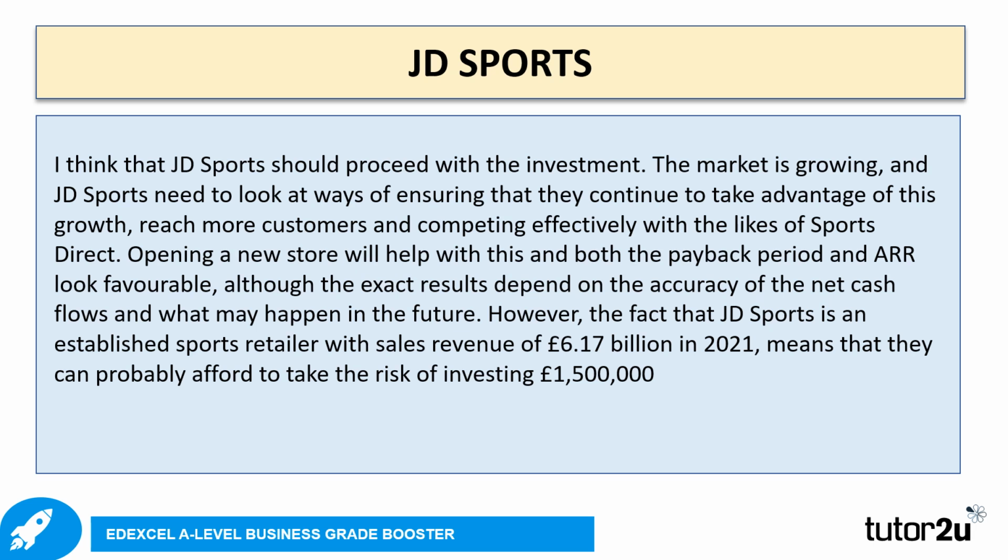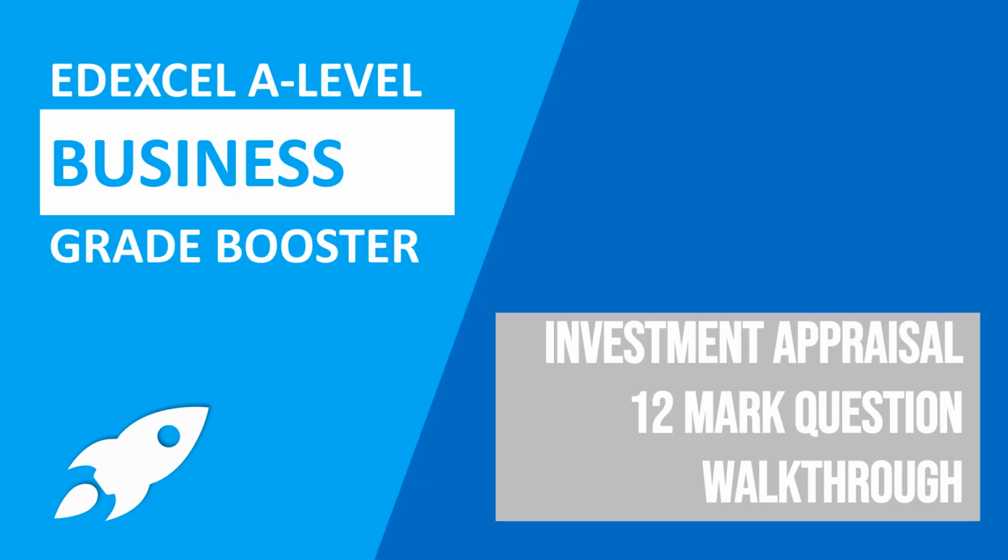So we can see our judgment is built on prior analysis. It's not just a repetition though of previous arguments. You know, we focused a lot on the market, so there's an element of MOPS there. There's also some new information at the bottom of the response when we're talking about it being an established sports retailer, and we've mentioned the sales revenue. So again, we've added value to the supported judgment. It's built on prior analysis. There's elements of MOPS in there. So overall, this answer would probably be placed in level 4. And there we have it. That concludes this Edexcel A-Level Business video, where we've done a 12-mark question walkthrough on the topic of investment appraisal.